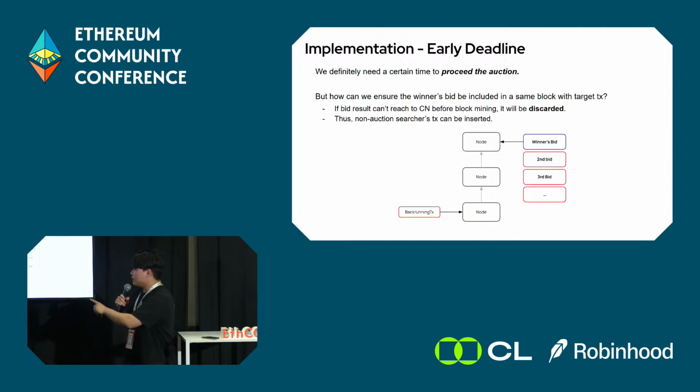But we can think of this situation. Non-auction searchers will keep sending their transactions not through the auctioneer, but the auction searchers will send their bids to the auctioneer, and they need to wait until the auction interval. Then if the target transaction is already included in the network, and the winner's bid arrives at the validator later, their bid is just discarded, and no searcher wants to use our protocol. So we must solve this problem first to make searchers use our protocol.